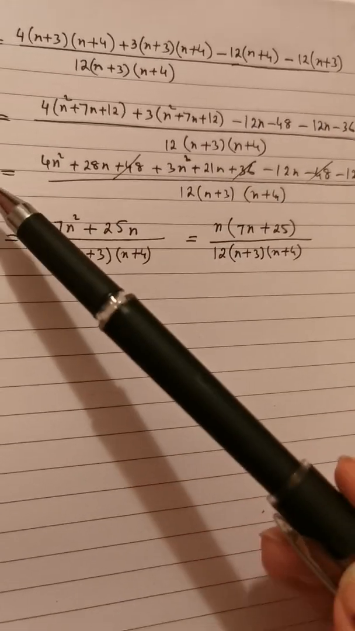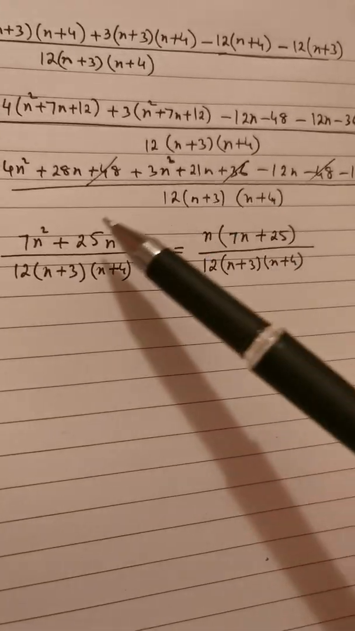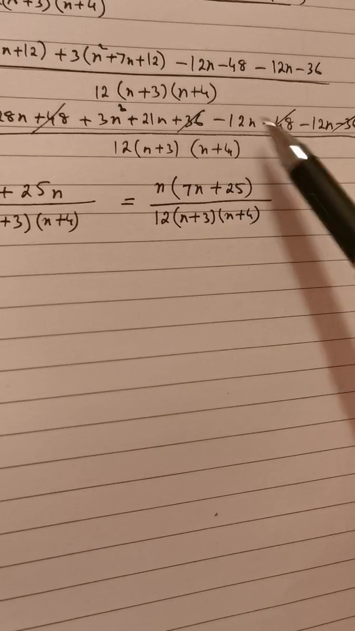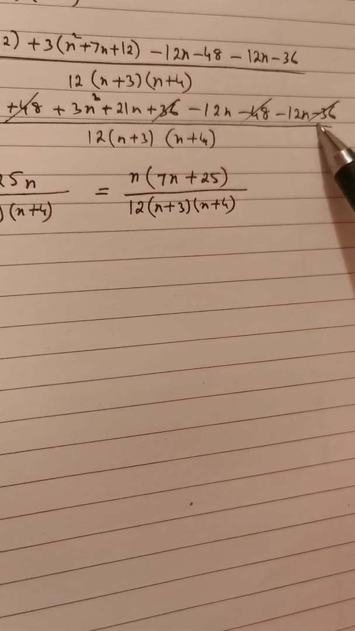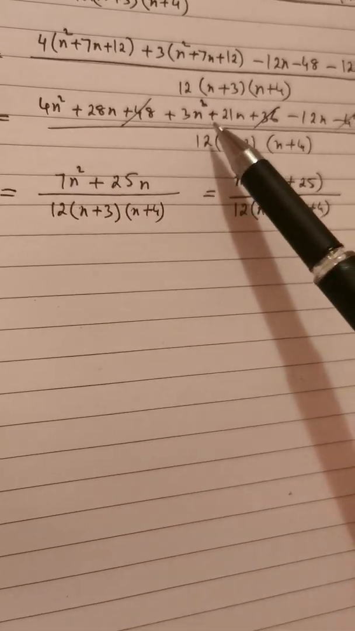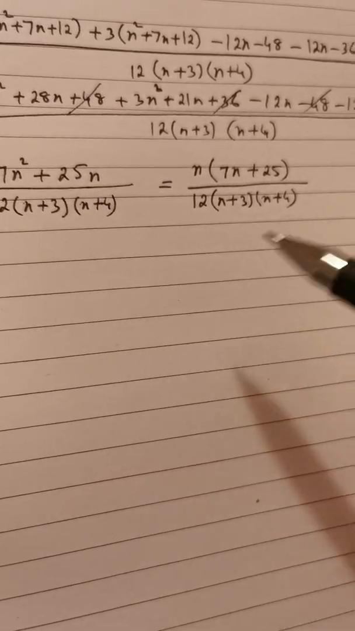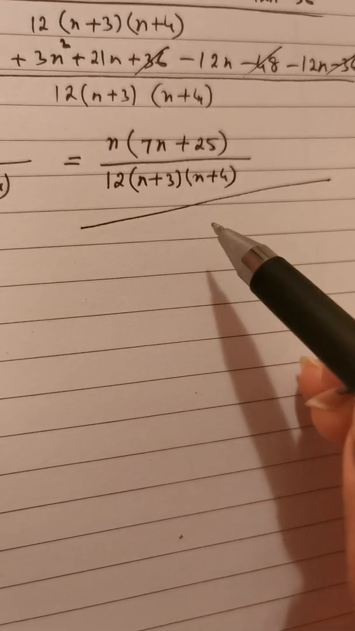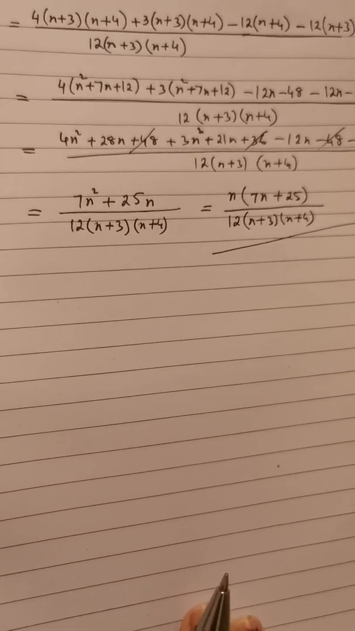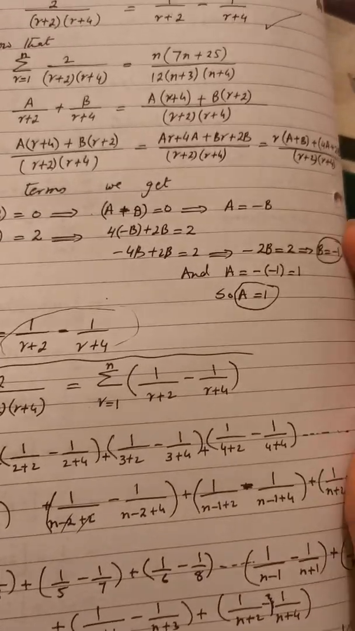And next, after taking the LCM, you will just simplify these. The terms which cancel each other, just cancel them. Yes, 48 will cancel minus 48, 36 will cancel minus 36, and then you will add n square values and n values, and you will get this thing. So you can see that our summation is equal to this, and this is what we had to show. So in this way we can easily show the expression they want us to show.